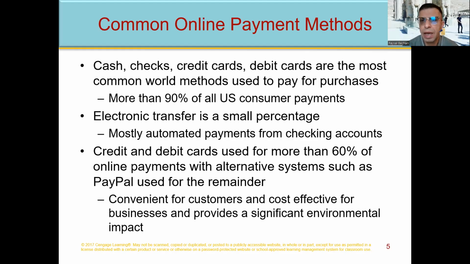The common payment methods are, as you know, cash, checks, credit cards, and debit cards. Cash is not online, but cash, checks, credit cards, and debit cards are the most common payment methods and the most used to pay for purchases. More than 90% of all US consumer payments are done through these. Electronic transfer is a small percentage of that, mostly automated payments from checking accounts. So you do electronic transfer through the checking account.